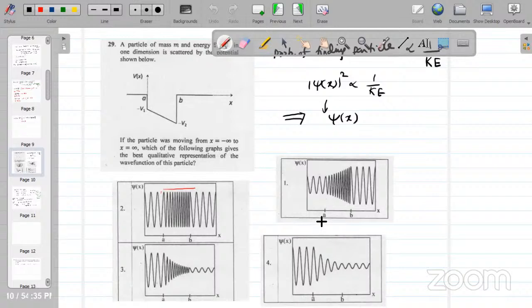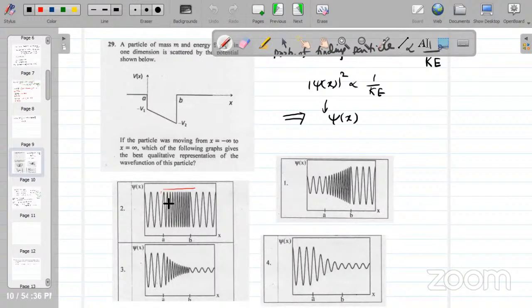Three, sir. So what is option 1? In option 1 the wavelength decreases, but the amplitude is increasing. That is completely illogical, right? Because what I told you, where the kinetic energy is more, the probability amplitude will be less. The probability of finding the particle will be less. But here it is increasing from A to B, right? So it is the other way.